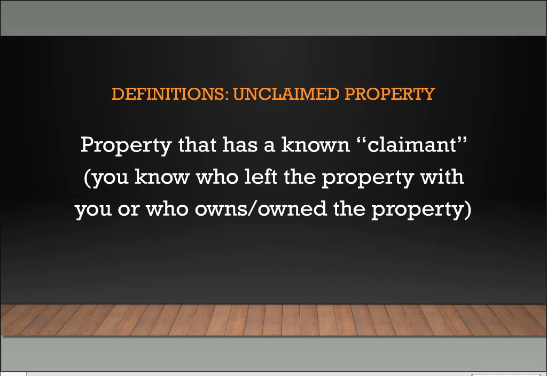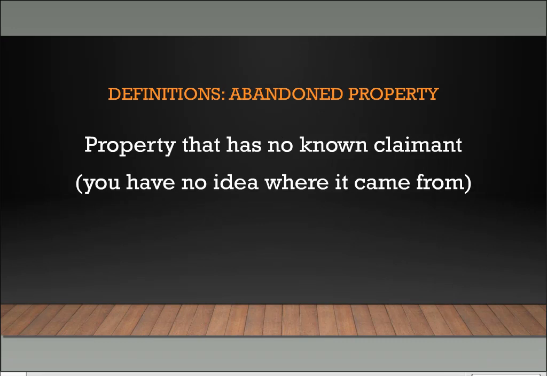All right, so unclaimed property. Property that has a known claimant. This means you know who left the property with you or who owns or owned the property. So if Bob Smith gave you something in 1910, this property is unclaimed because Bob Smith, whoever that might be, whether or not you have an address for him, whether or not he is still living, doesn't matter. It is unclaimed because it has a name that goes with it.